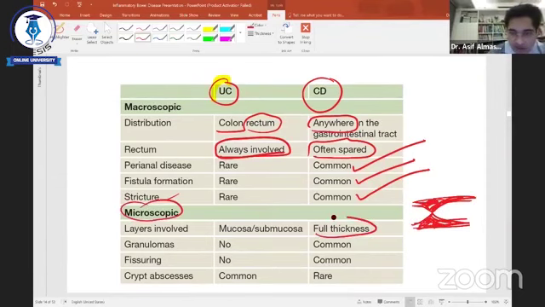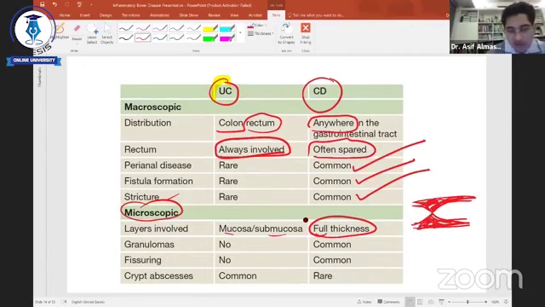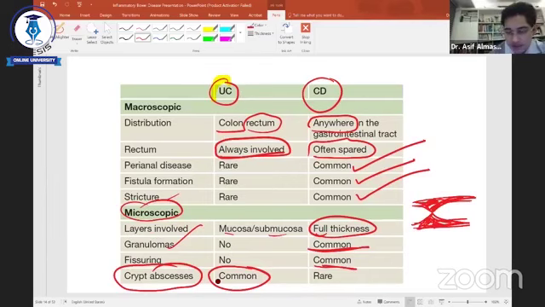Microscopically, full thickness is involved in Crohn's disease, and only the mucosa and submucosa are involved in ulcerative colitis. Granulomas, common. Non-caseating granulomas. Fissuring, common in Crohn's disease. Crypt abscess, remember this. This is the only thing. The crypt abscess is the thing that is common in ulcerative colitis.